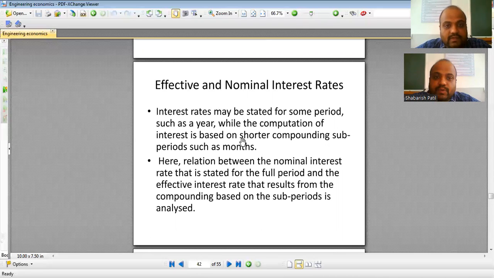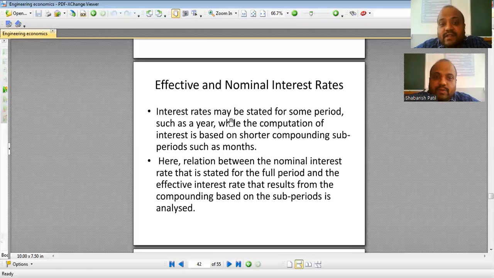Next important concept is effective and nominal interest rates. Basically, if you read any of the problem statements or any bank statements, they will say there is a nominal interest which is being compounded monthly, or semi-annually, or quarterly. There is an interest per year, but that will be compounded monthly or semi-annually or quarterly. In that case, whatever rate they mention may not be the exact representation of the interest when it is being compounded within the sub periods.